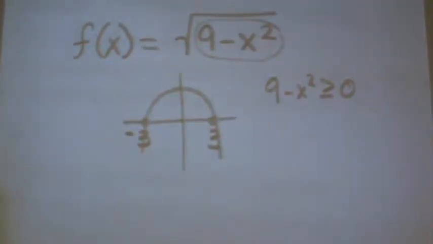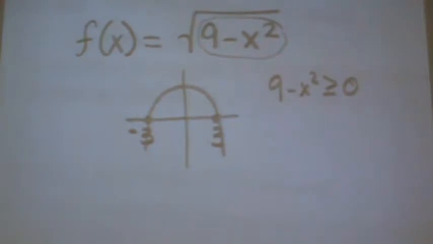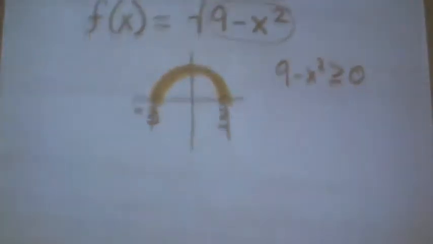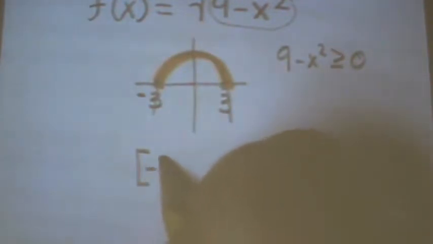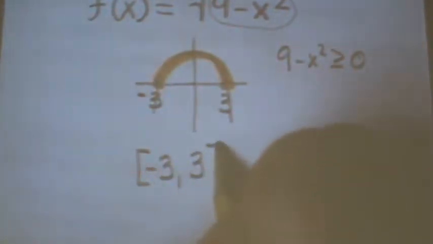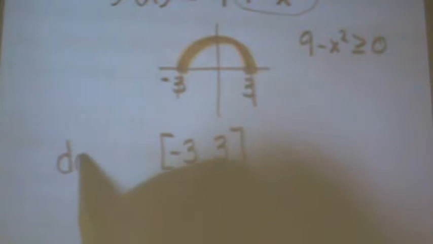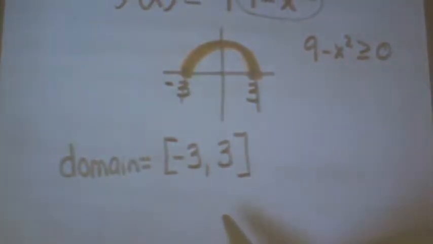We did these in chapter 2. Can you tell me what numbers, what interval is the domain? It's -3 to 3. That's the domain. So we're writing the domain of this piece in interval notation. Now, let's say in chapter 2, I gave you this problem.